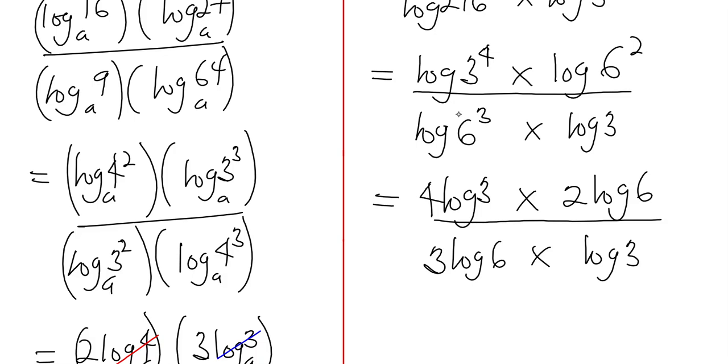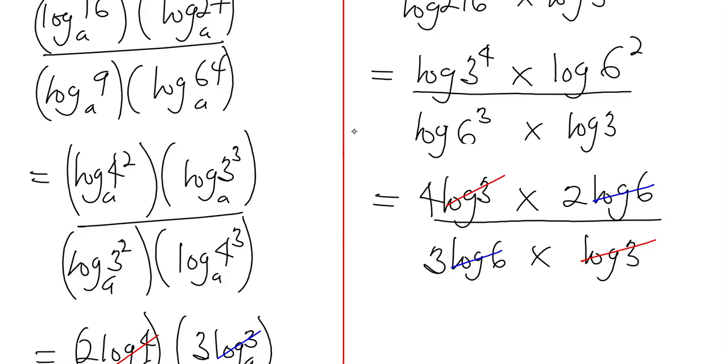Yes, so we can see log 3 here, we can see log 3 here, and we can also see that there is log 6 here and log 6. We are cancelling based on the fact that they have the same base. That is base of 10. That's why we are cancelling. And then they have the same argument as well.